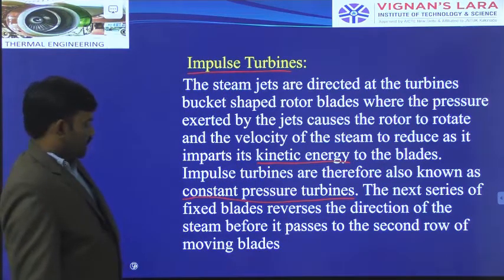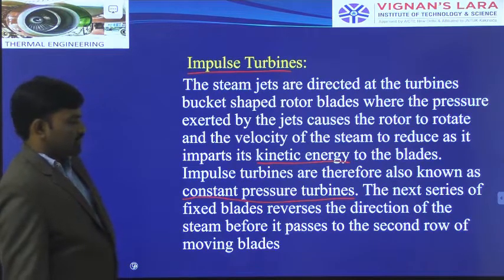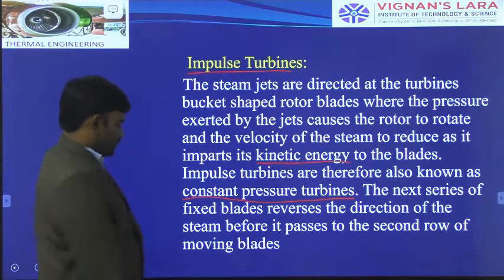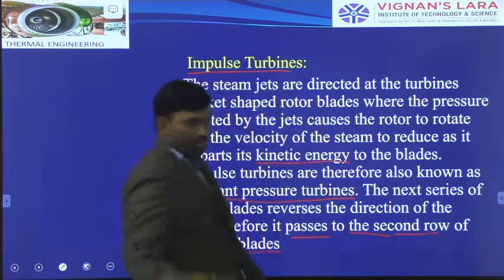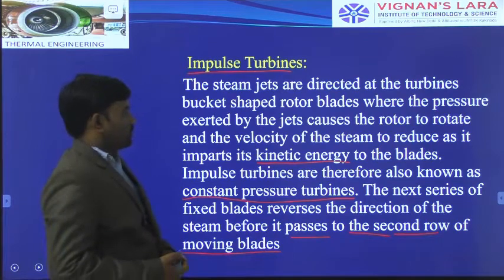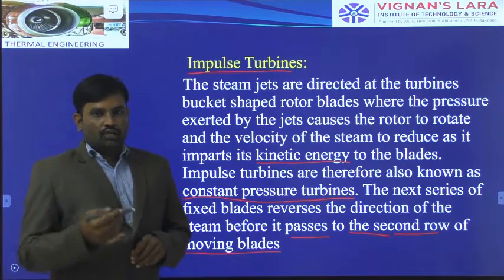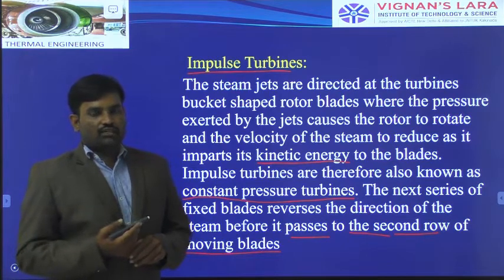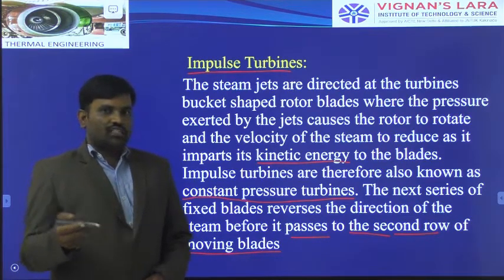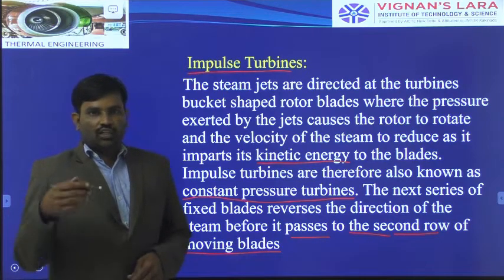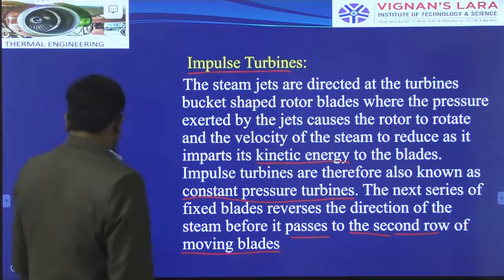The next series of fixed plates reverses the direction of the steam before it passes to the second row of moving blades. We are utilizing the available inlet pressure energy in different stages also: single stage impulse turbine, two stage impulse turbine, three stage impulse turbine, like that. We are utilizing the available inlet energy from the steam in one, two or three different stages.